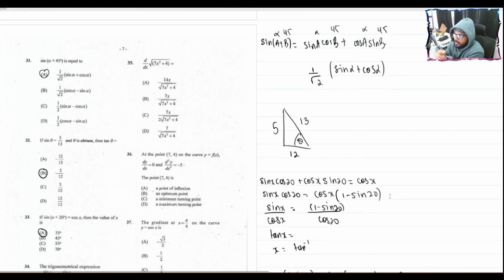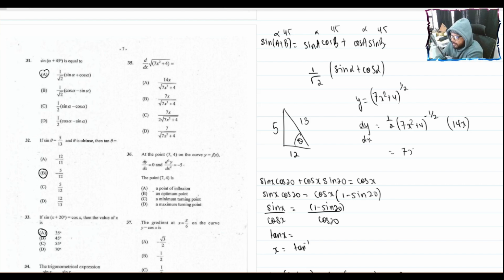Number 35. The differential of 7x squared plus 4, the root of 7x squared plus 4, this is raised to the power of a half. Let y equal that; the shortcut to the chain rule is dy dx: treat the brackets as a variable. So I'll have a half multiplied by the variable, and I take away 1 from the power, which is minus a half. But I have to now multiply by the differential of the inside of the brackets, which is 14x. Half of 14x is 7x, and this negative power makes the expression go in the denominator. Put it on the denominator, it'll be to the power of positive a half, and I get 7x over the root of 7x squared plus 4. Number 35 is B.